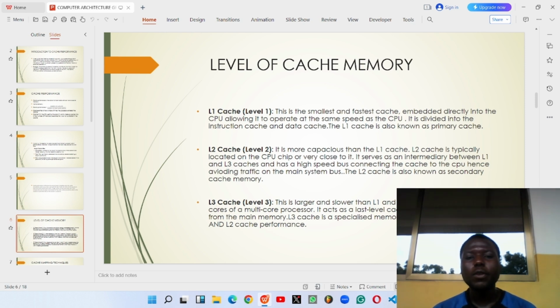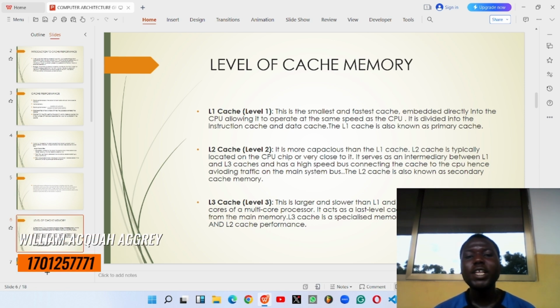We also have the level 3 cache. It is larger and slower, and it is shared among the cores of the multi-core processor. It acts as a last level cache before data is retrieved from the main memory. Level 3 cache is a specialized memory which helps improve level 1 and level 2 performance.